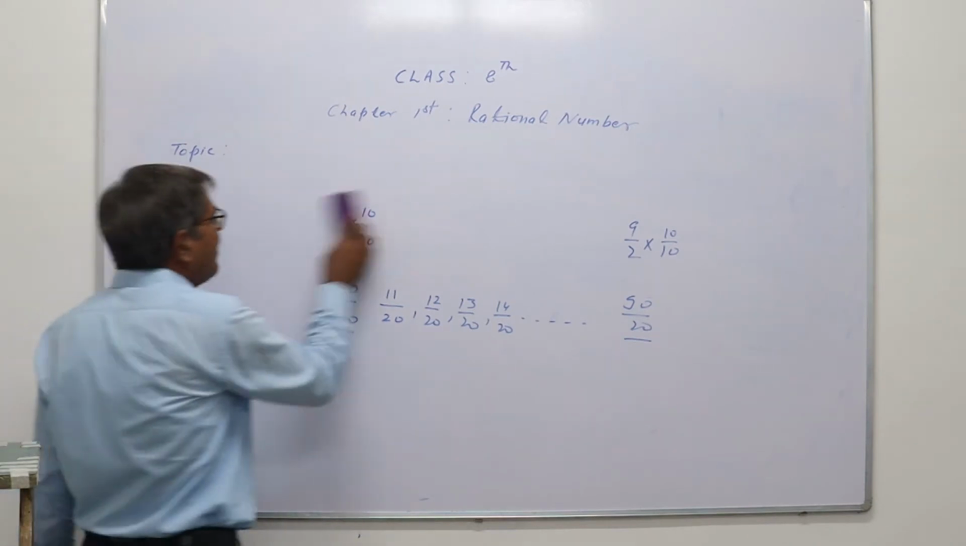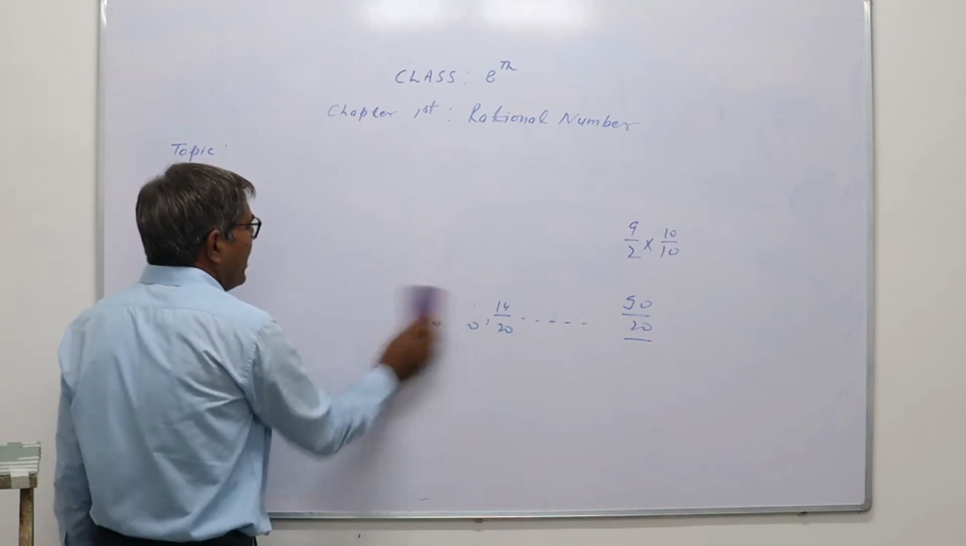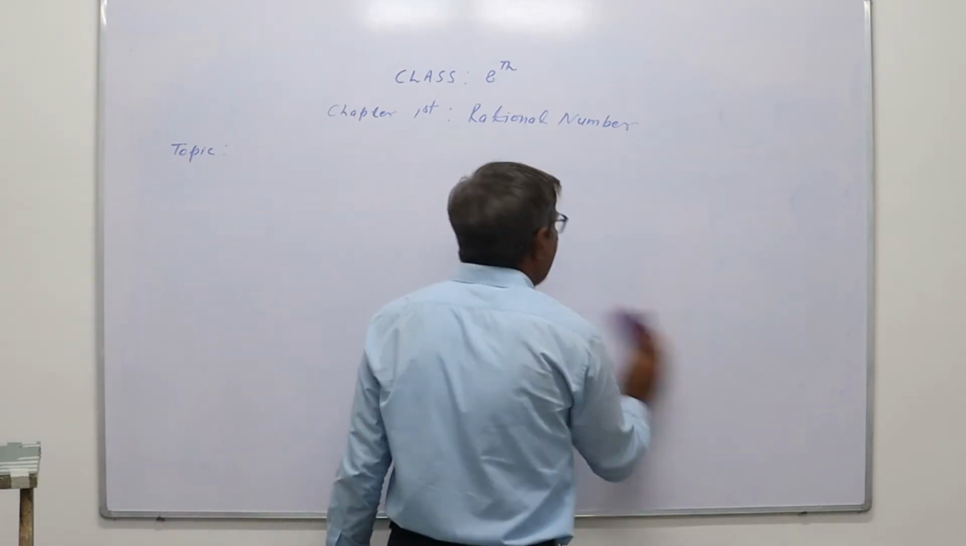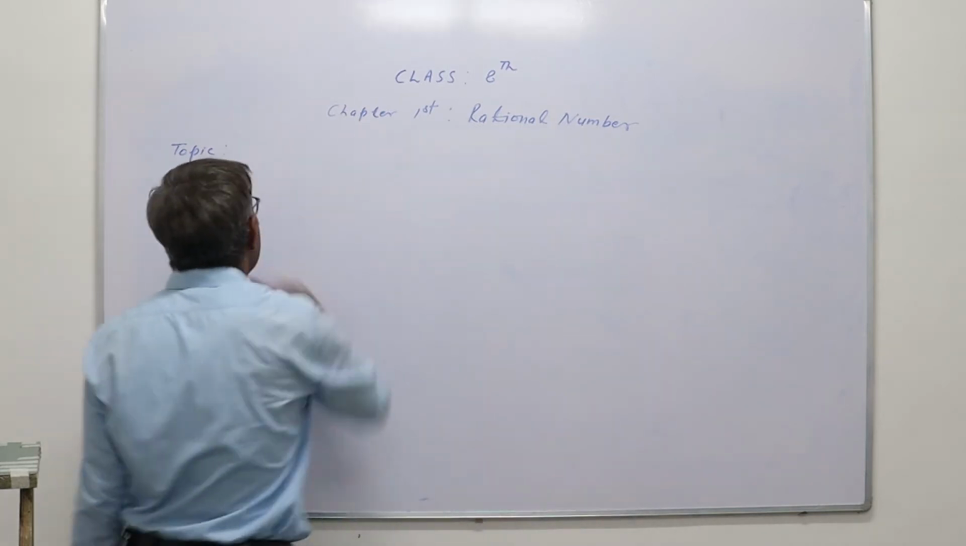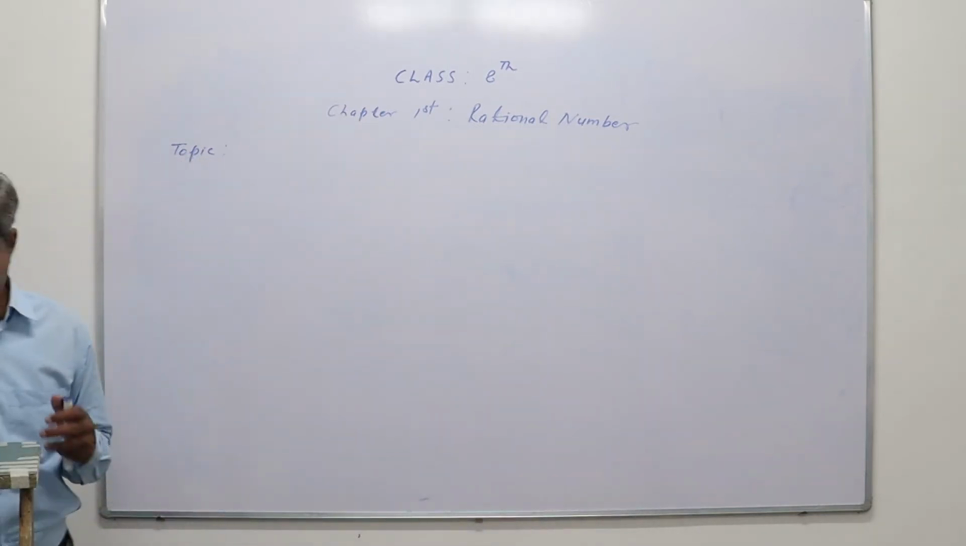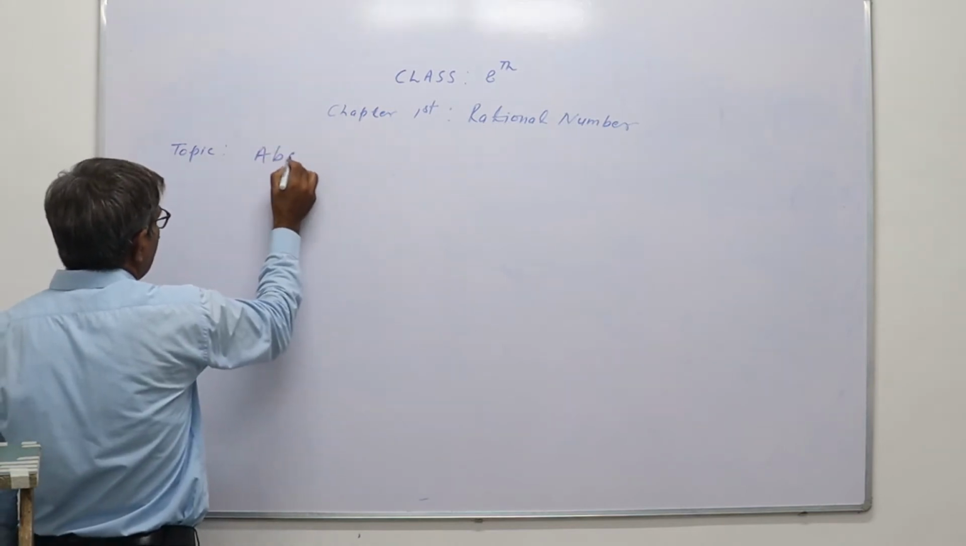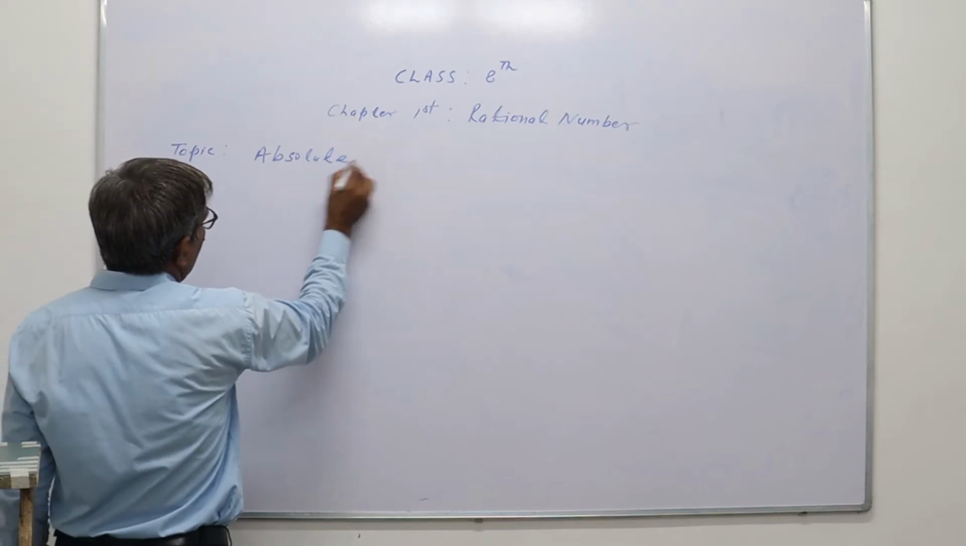So this is the second process, where without drawing the number line, we can simply find some more rational numbers between the given two rational numbers. Next topic is absolute value.